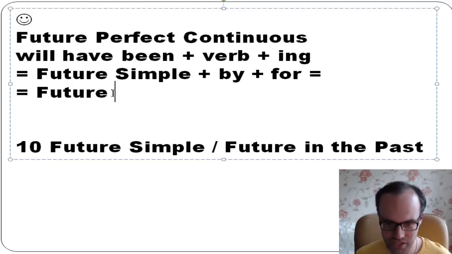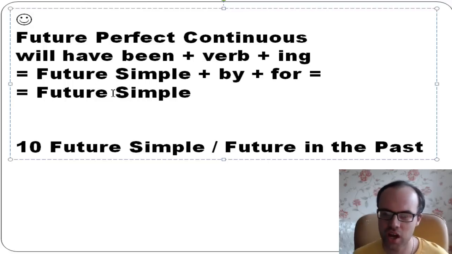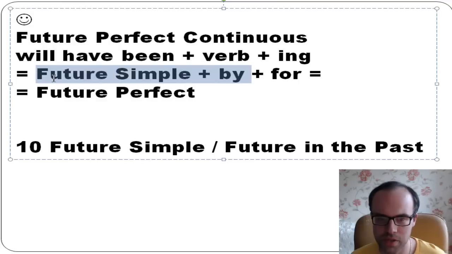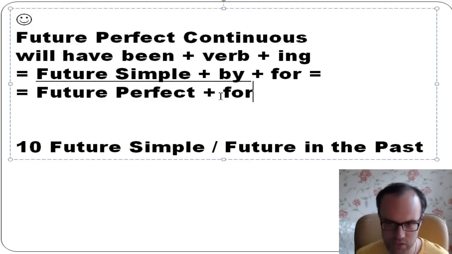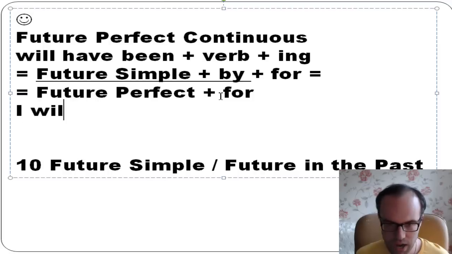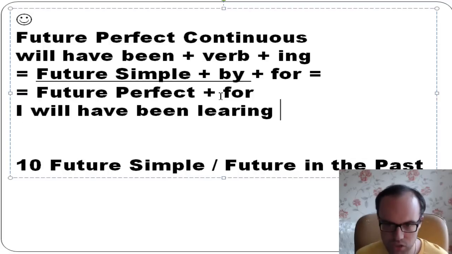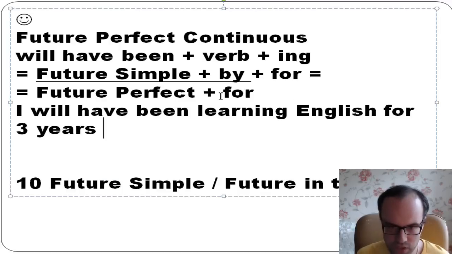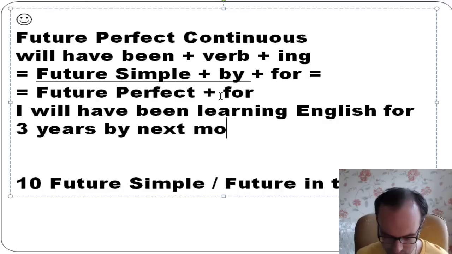So it's future simple plus, or not future simple, future perfect. It's future perfect because you know that future simple plus by is future perfect. It's future perfect plus for. So look, I will have been learning English. I will have been learning English for 3 years. For 3 years by next month.